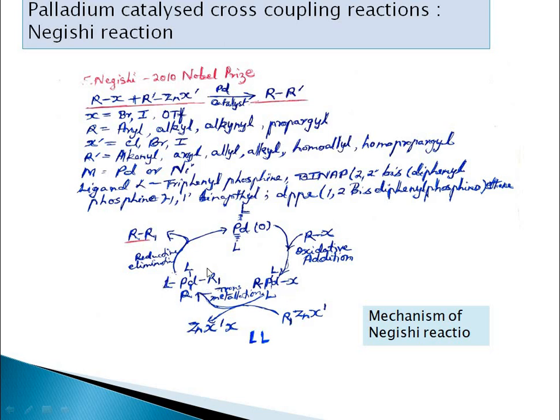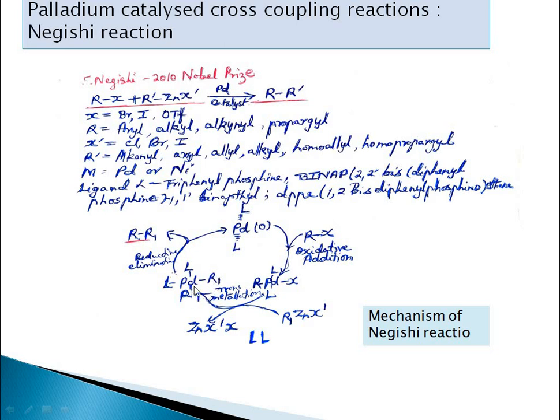Now, when this is formed, it undergoes cis-trans isomerization and then reductive elimination, because just the opposite of oxidative addition is reductive elimination. Now, the oxidation number of palladium reduces from +2, and the valency also reduces to the state 0, PdL2. This is formed, and R and R1 couple to each other because they are present on the same side, by means of reductive elimination.